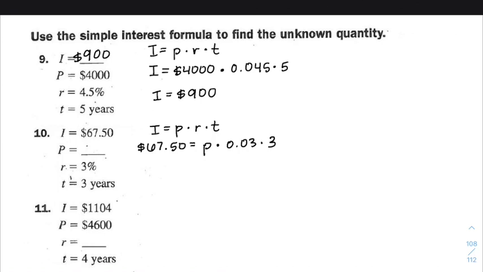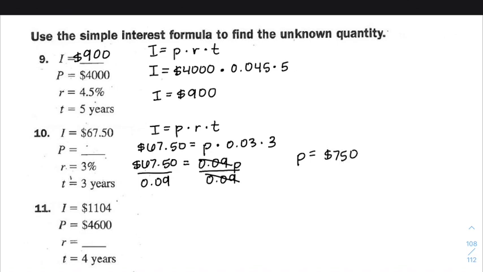Next, I need to simplify my equation by multiplying 0.03 by 3. This is going to give me 0.09. I haven't used my P yet, so I'm going to bring it down. I'm also going to bring down my interest of $67.50. To solve for the principal, I need to divide both sides of my equation by 0.09. 0.09 divided by 0.09 equals 1, so those cancel out and leave us with just P. $67.50 divided by 0.09 equals 750. So the principal amount is $750.